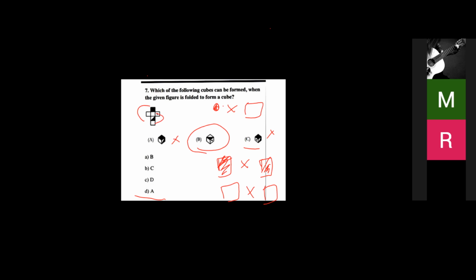So if I cross check, option A is having the fully shaded and the half shaded as adjacent, so it fails. And option C also is having the same, it fails. So the only option left over is option B. So is that correct? And that should be the only correct answer, right? You get what I'm saying?